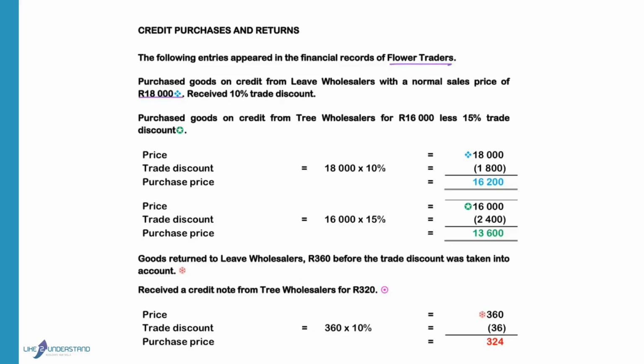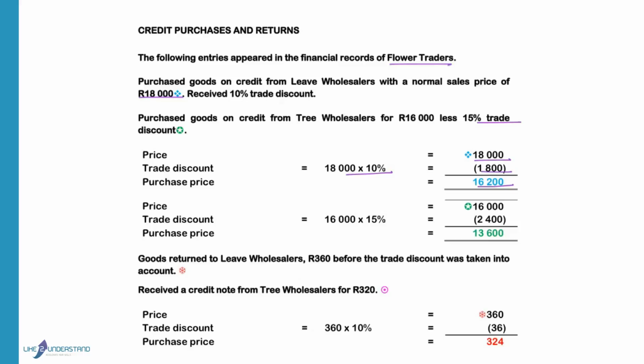Purchase goods on credit for $16,000 less 15% trade discount. We will first calculate the first purchases from Leaf wholesalers. 18,000 minus 10% will give me 16,200. So before you record the entry, you will first calculate what is the amount after trade discount, because 16,200 is your purchase price and that is the amount that you owe them.